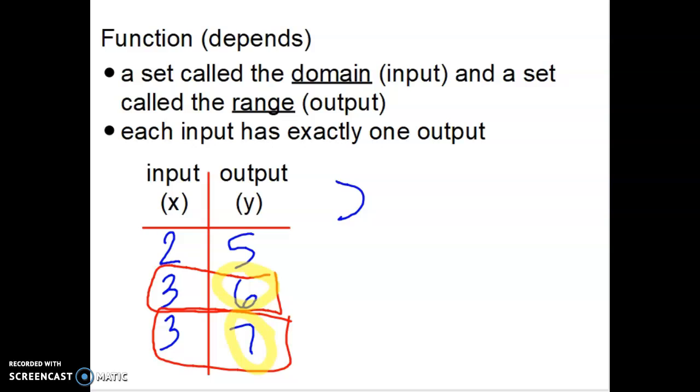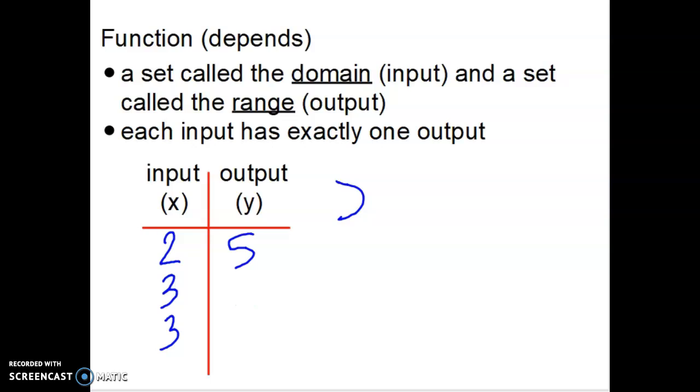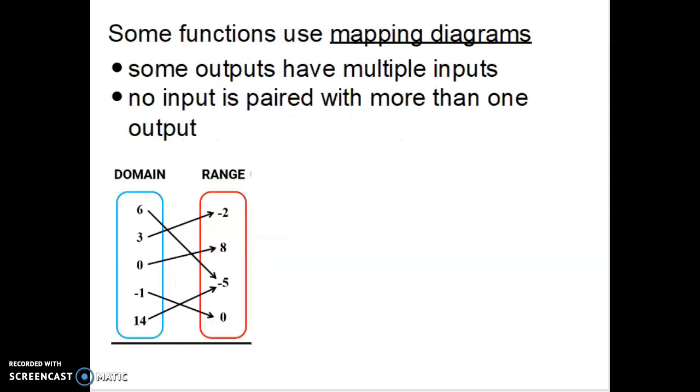That is not okay. However, if you had a 3 in there twice, but the output was the same both times, so let's say that it's 6 and then it's 6 again, then that would be okay because the output produced was the exact same number both times.